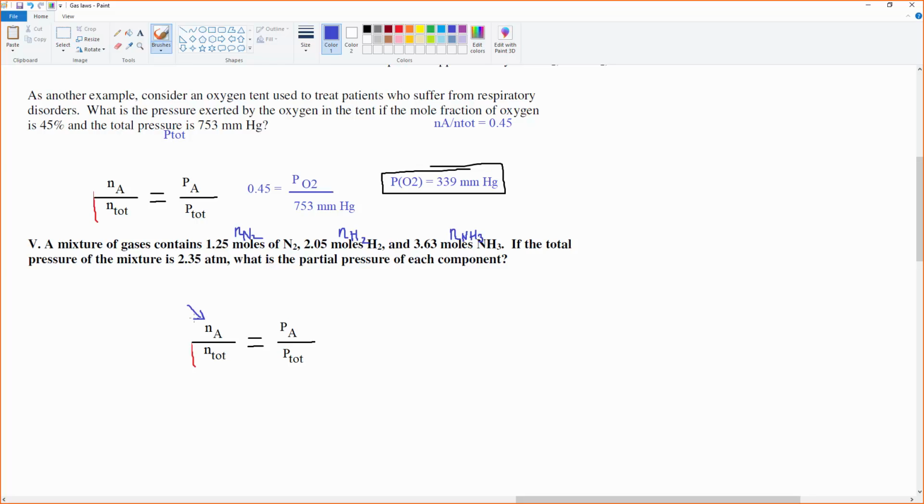What else do we know? 2.35 atmospheres. What is that in my equation? That's my total pressure, P tote. It goes right there. Perfect. And the partial pressure is what they want, right? So this is what they're asking me for. So where is this guy? I need the N tote to solve this.